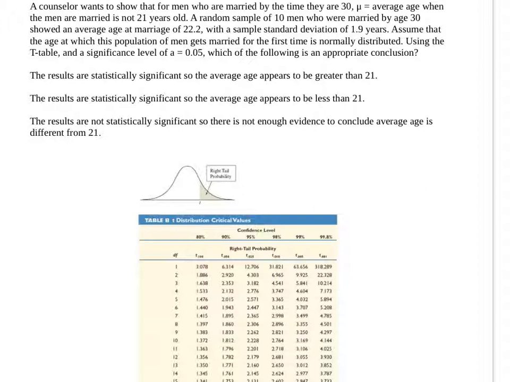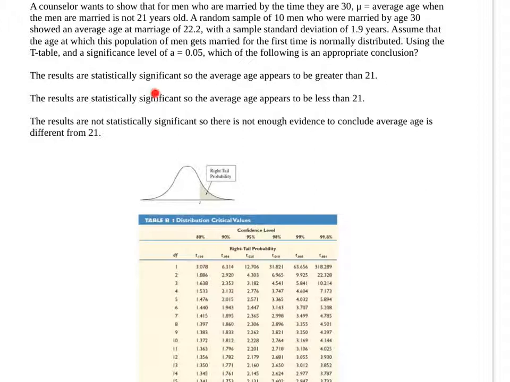Right. So, let's just break down what we know. Now remember, the three answer options we have are: the results are statistically significant, so the average age appears to be greater than 21; the results are statistically significant, so the average appears to be less than 21; the results are not statistically significant, so there is not enough evidence to conclude the average age is different from 21.